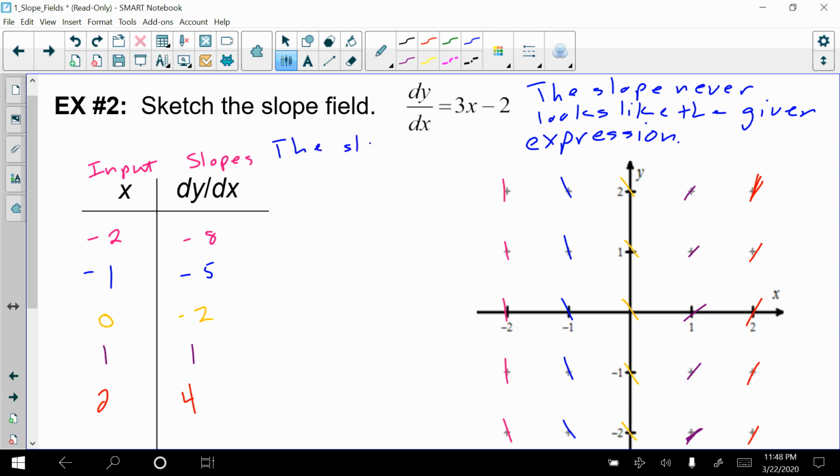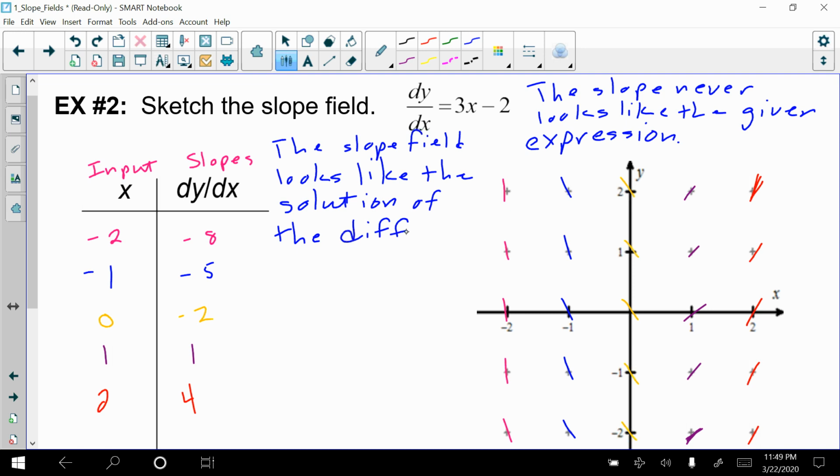The slope field looks like the solution of the differential equation.